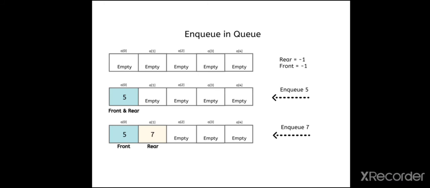Here in the example, if I want to insert an element 5, then I have to increment the rear and the front. Then the rear value will become 0, front equal to 0. Now at position 0, I can insert the element 5. Now the front and rear positions are at 5.